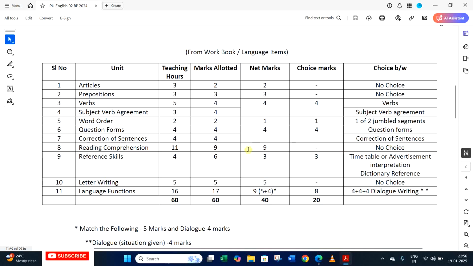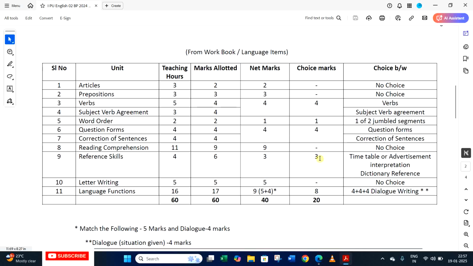Let's go towards the next one, that is reference skills, what we can call in a different way, schedule comprehension, right? So here we have 6 marks allotted, but we have a choice over here, and the net marks are 3 marks. Out of 6 we can get 3 marks. Why? Because we have internal choices over here.